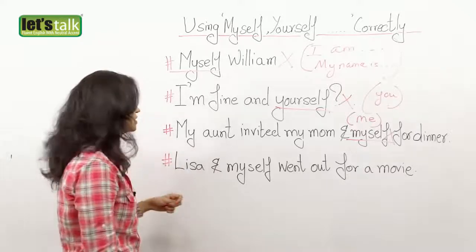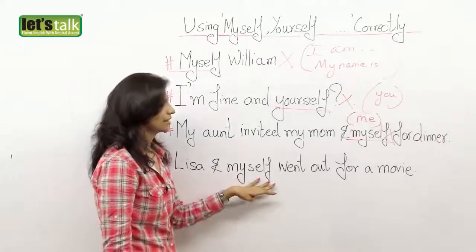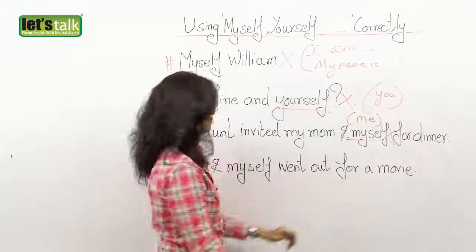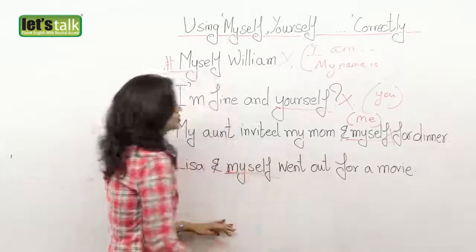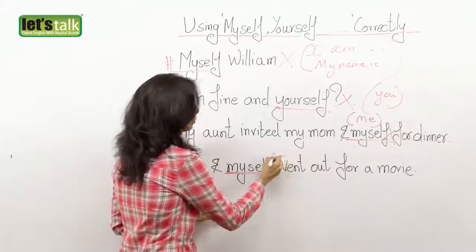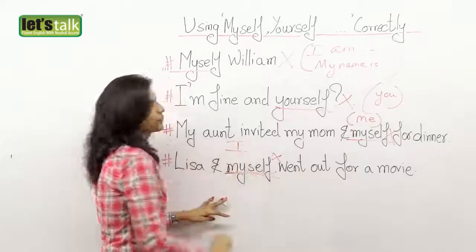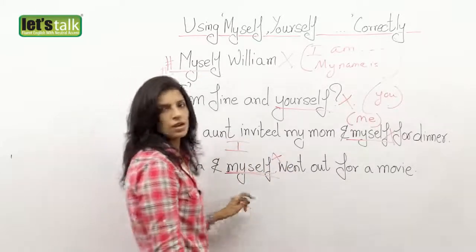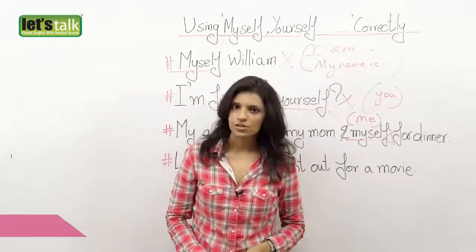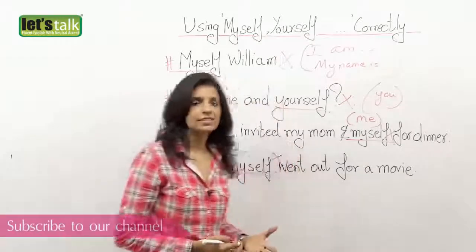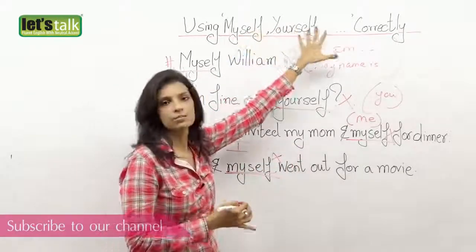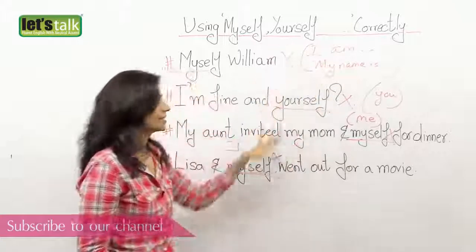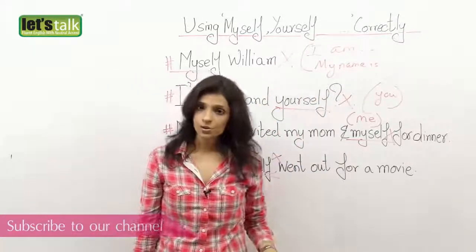And then I asked another student, "What about you? What did you do?" And she said, "Lisa and myself went out for a movie." So, it's not Lisa and myself, this is wrong. You say Lisa and I went for a movie. Well, this just leaves us with one question. If we do not use reflexive pronouns like myself, yourself, themselves, ourselves, etc. in such sentences, when do we use it?